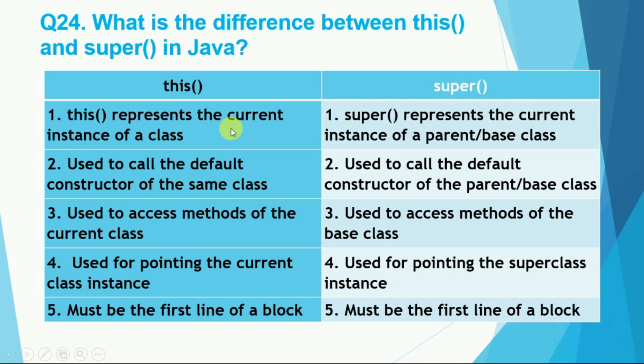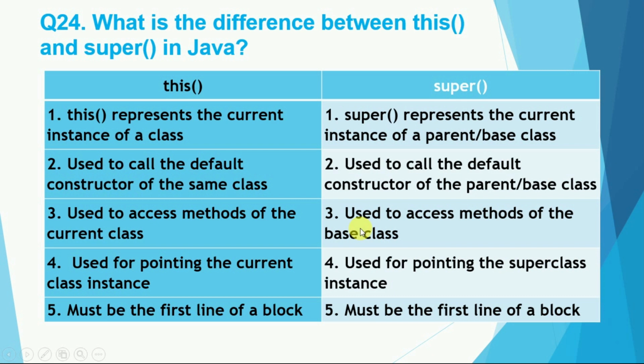This always represents the current instance, but super represents the current instance of a parent or base class. This is used to call the default constructor of the same class, whereas super is used to call the default constructor of the parent base class. We use this when there is no need for inheritance, and we don't want to use any child and parent relationship between different classes.